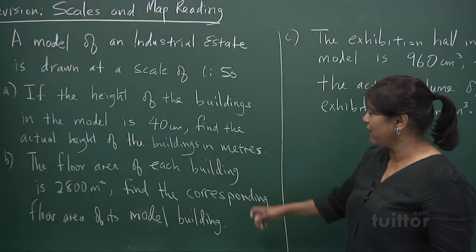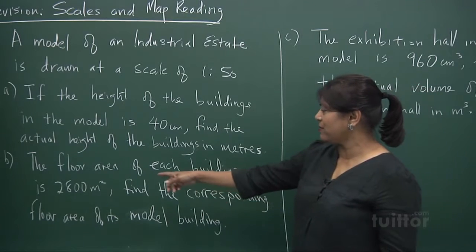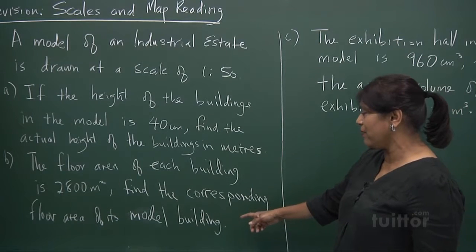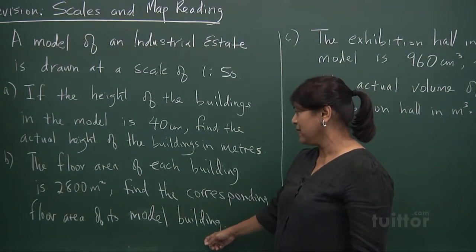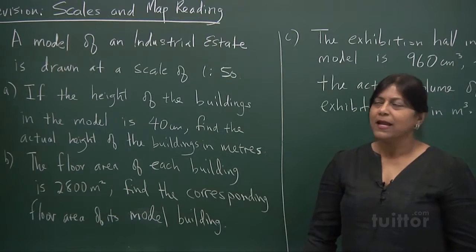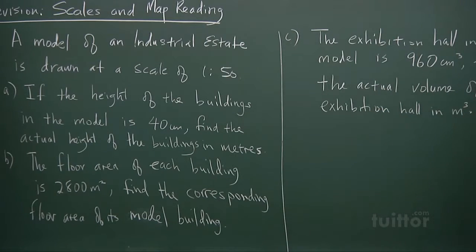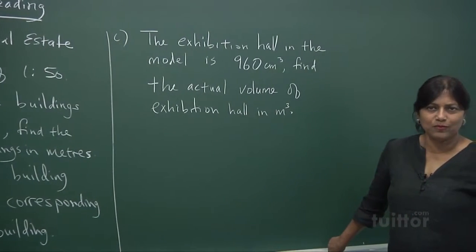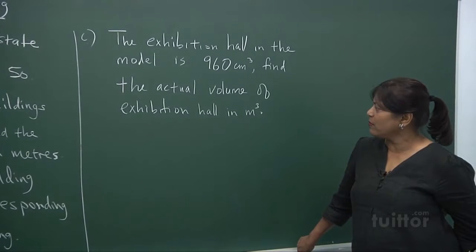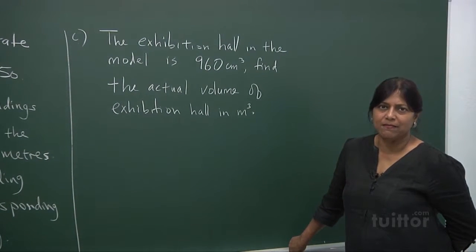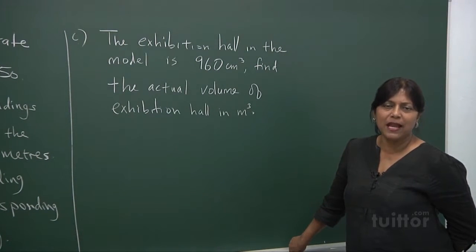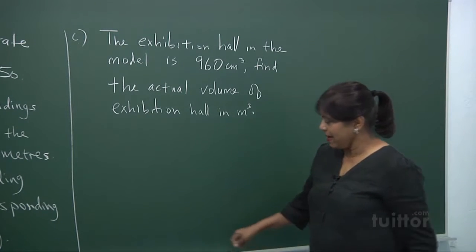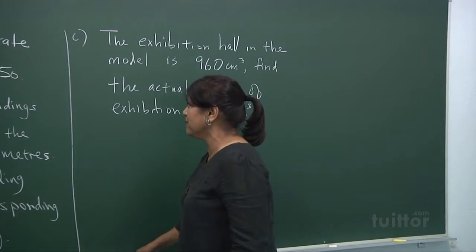Now, the floor area of each building is 2,800 meters squared, and find the corresponding floor area of its model building. Alright, so they want to find the model. And then the last part: the exhibition hall in the model is 960 cm cubed. Now find the actual volume of the exhibition hall in meters cubed. Now it's just a reinforcement to strengthen your skills in maths. Alright, let's look at how you go from here.